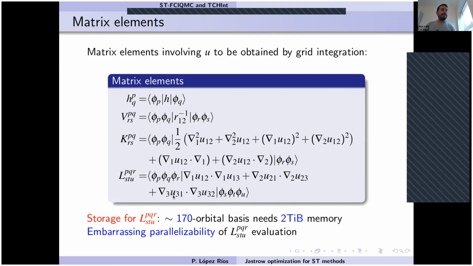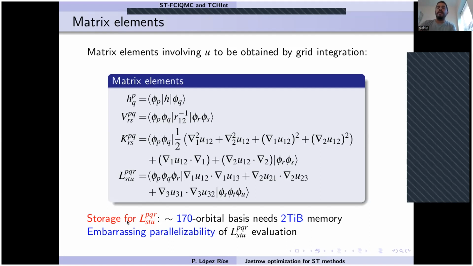One of the things we have looked at is reducing the memory usage, using things like neglecting terms and using on-the-fly evaluation with resolution of the identity combined into it, so that we can do things more efficiently. But in the end, we've realized that we can store these 6 index integrals for a basis of 170 orbitals, more or less, with 2 terabytes of memory, which is the largest memory accessible in our group, in the computational resources we have.